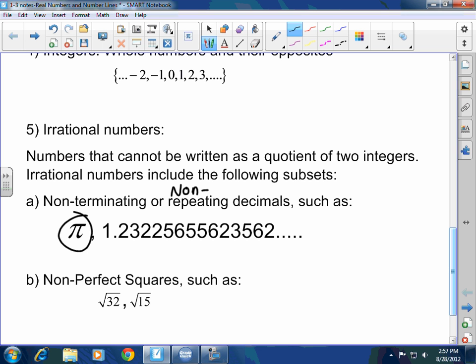And the second type of irrational number is the non-perfect square, such as square root of 32, square root of 15, square root of 8, square root of 12. None of those are perfect squares. So those are non-perfect squares. That is an irrational number.